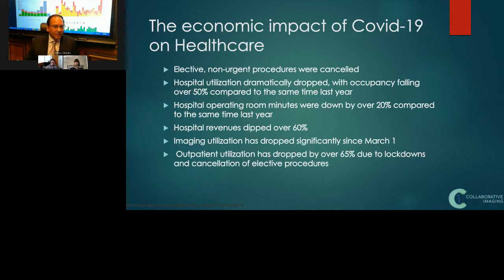So the economic impact of COVID-19 on healthcare: it's kind of ironic that it's a healthcare problem, and we have healthcare at the front line trying to defend us from this problem. Yet it's the healthcare community that's really taking a hit financially, as well as physically with being on the front line. So a couple of highlights: elective non-urgent procedures have been canceled or delayed. Hospital utilization has dramatically dropped, with occupancy falling over 15% compared to the same time last year. Operating room minutes are down by over 20%, which means there are fewer surgeries and procedures happening in the hospitals. Overall, this has resulted in hospital revenues dipping by over 60%, which is why we're seeing so many hospitals today declare bankruptcy or shutter their doors and not be able to exist.